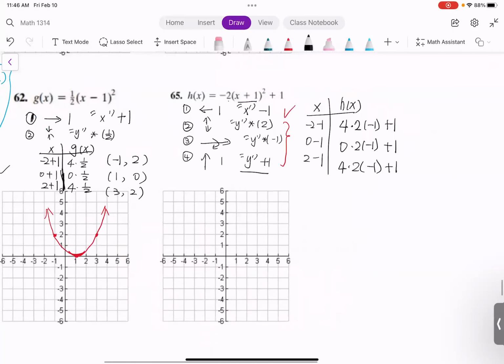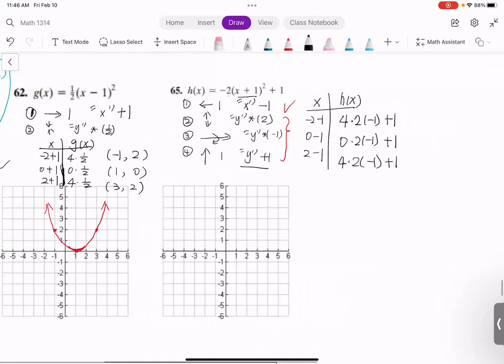Let's see what are the 3 new key points. They are -3, -8 plus 1, -7, and -1. So 0 plus 1, 1. 2 minus 1 is 1. And 4 times 2 times -1, -8, plus 1, -7.